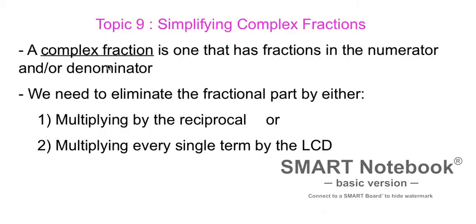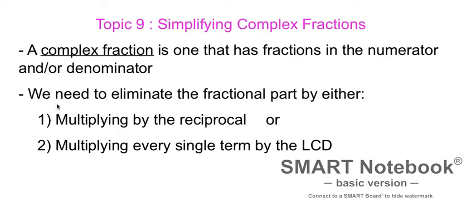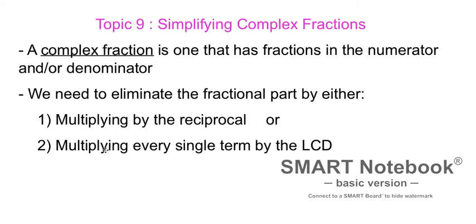Now, if we go back to the notes, and by the way, if you didn't jot these down, I would pause this video and make sure you jot them down in your notes. If we look at number 1, the first method is to multiply by the reciprocal. However, it's not going to work over here because we have 2 terms over 2 terms. Multiplying by the reciprocal only works when you have 1 term over 1 term. So you might want to add that to your notes. So our second option is to multiply every single term by the LCD.